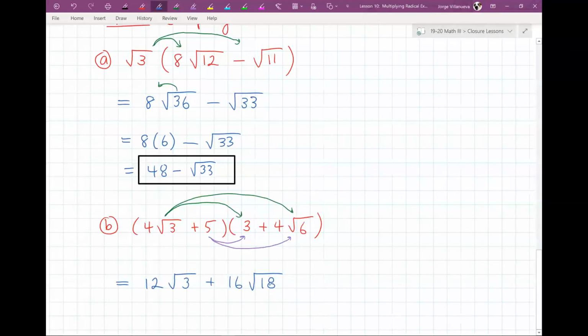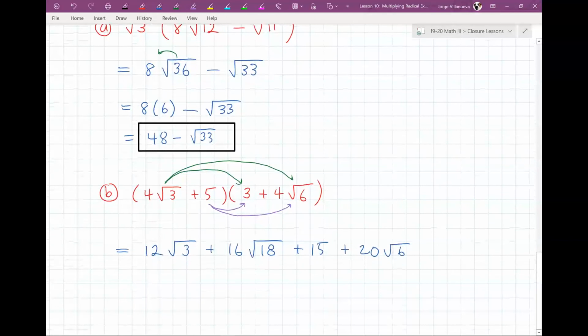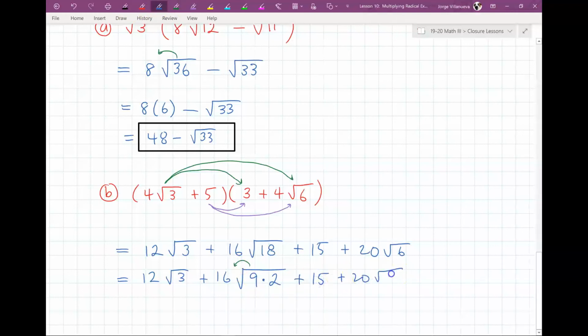Inner, 5 times 3, that's 15. Last, 5 times 4 radical 6, that's 20 radical 6. Okay, so now we've got to simplify. So we have 12 radical 3 plus, I can't really simplify that one, but I can simplify radical 18. So 12 radical 3 plus 16 radical 9 times 2. I know that 9 can come out as a 3. The 15 is just what it is, and the 20 radical 6 is just what it is.